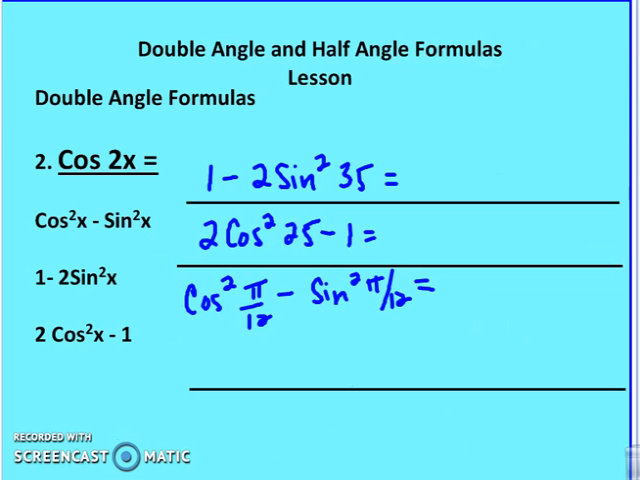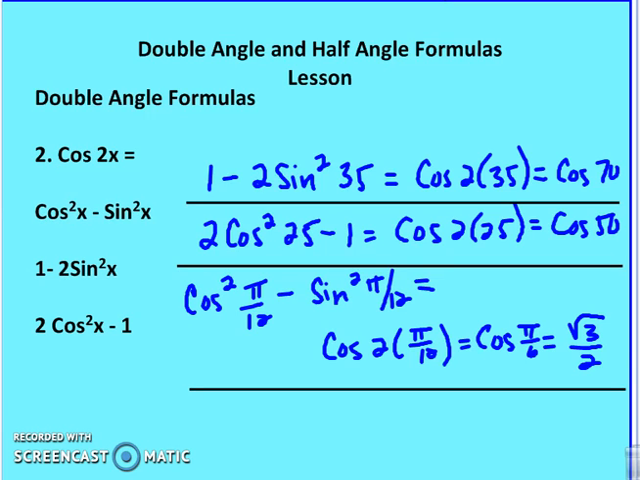Okay, moving on. Double angle formulas for cosine. There are 3 of them. Cosine squared x minus sine squared x, 1 minus 2 sine squared x, 2 cosine squared x minus 1. So here are a couple of problems. Why don't you simplify or rewrite these? And in this case, we're going to condense.